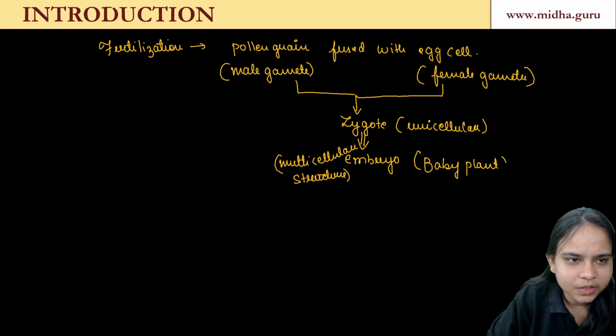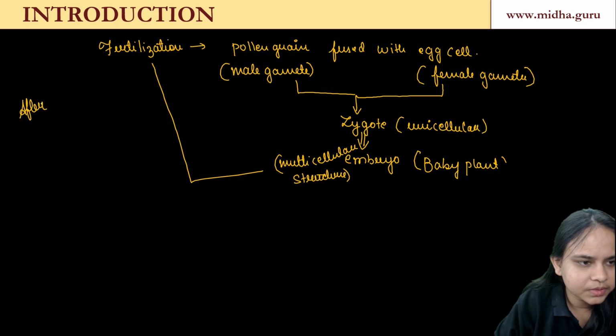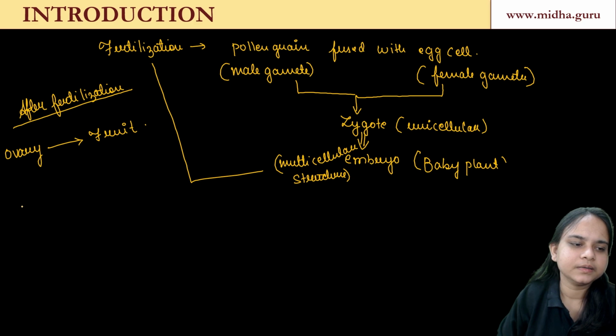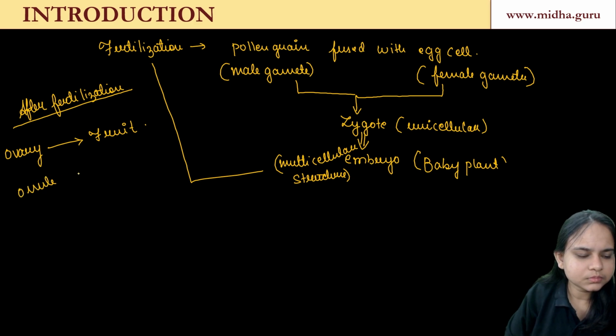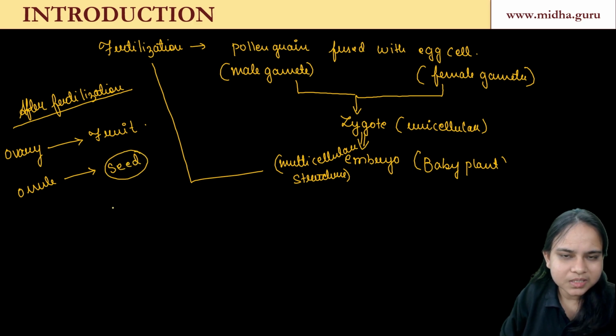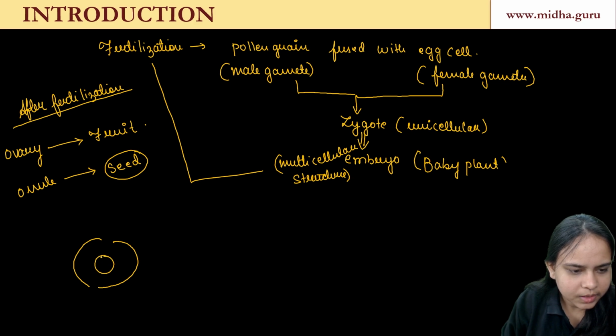Now, after all this process gets accomplished, we know that after fertilization, this ovary turns into fruit and this ovule turns into a seed. Okay, another thing we must note here, let's consider this structure to be the ovary. Inside it there's an ovule, and before fertilization it contains the egg cell.